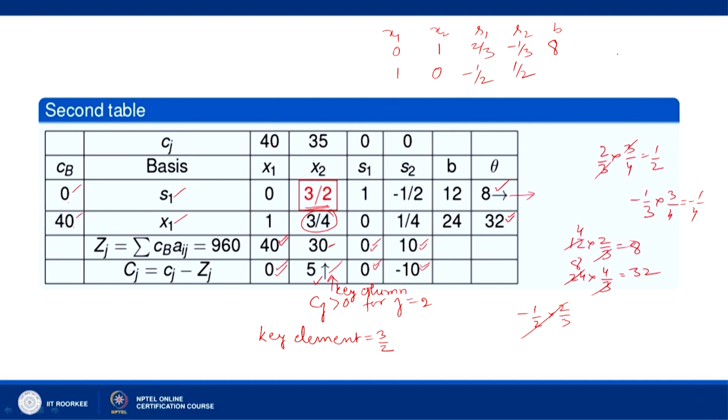And here we multiply by 3 by 4. So, 8 into 3 by 4 means 6. So, 6 we subtract from 24 and we get 18. Moreover, S1 will be replaced, because this is the key row and this is the key column. So, S1 will be replaced by x2 here. So, we will get here 35, here 40, here x2, x1.